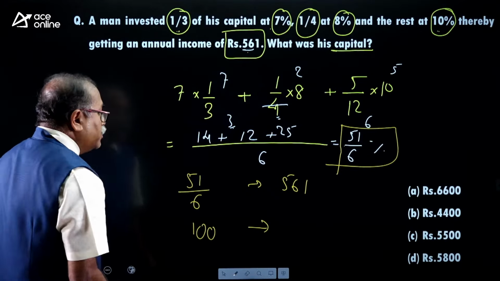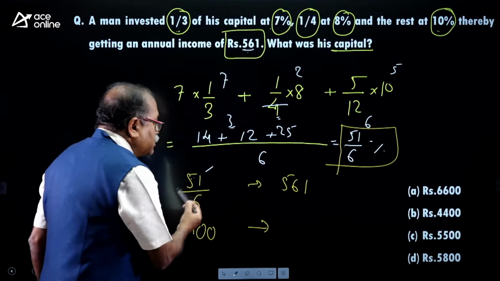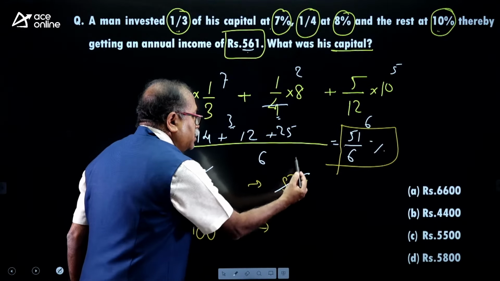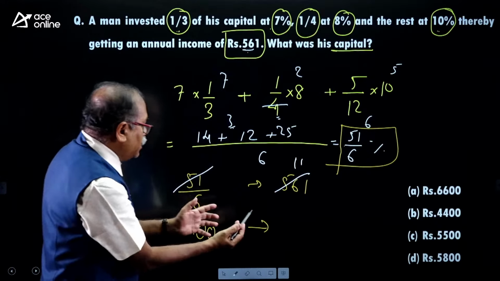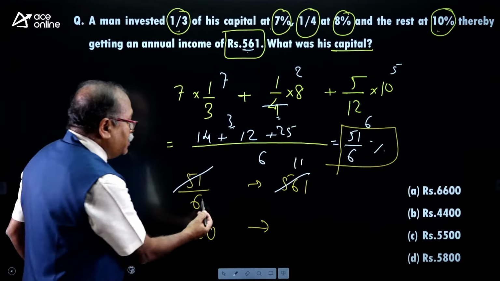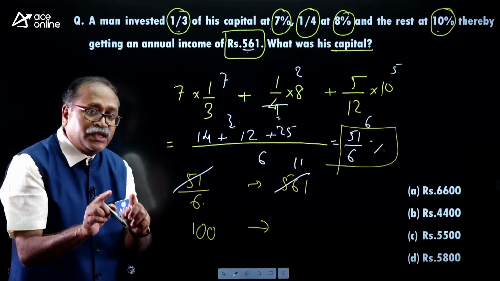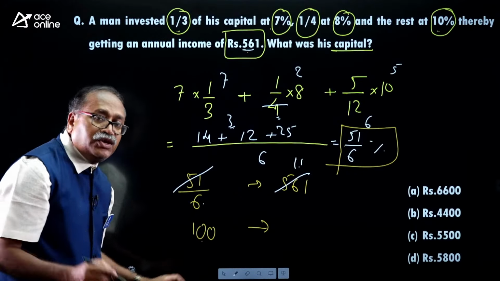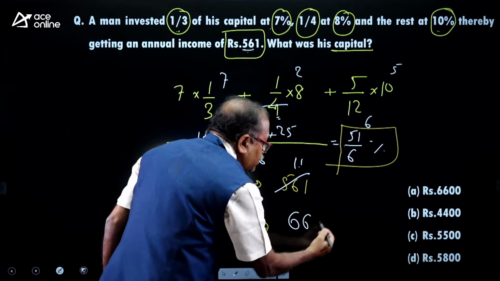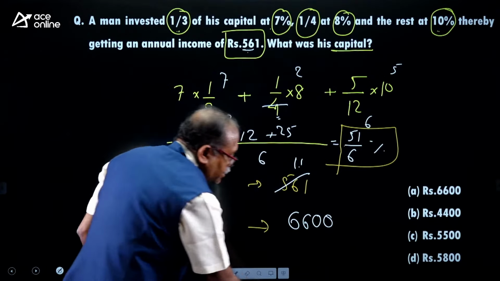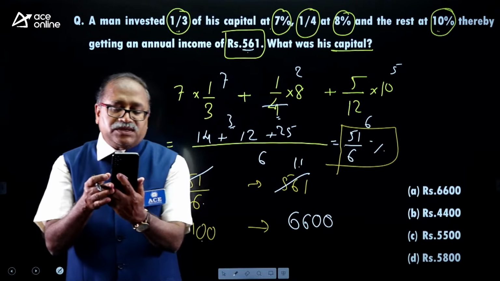So now look at this one. With 51 this gets cancelled. 1 and 1, that is 11 times. And 11 into 6 is 66. And 66 followed by 0. That means 6600, 6,600. Who said 6,600?